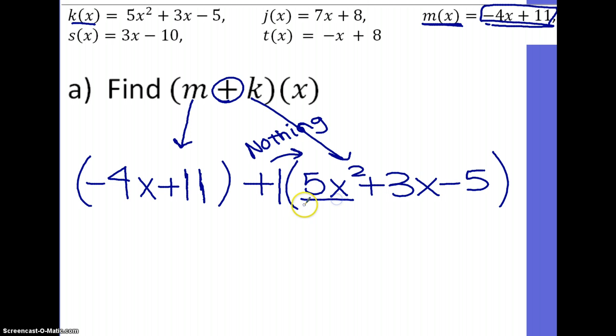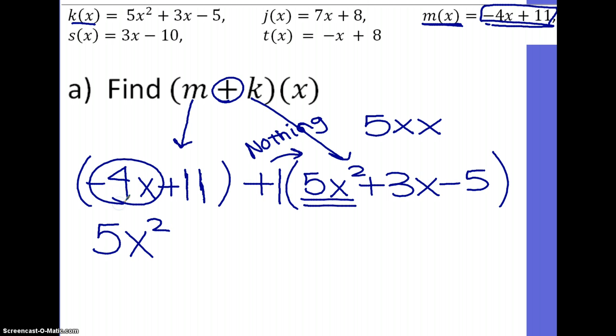So if we start with 5x squared, are there any like terms with 5x squared? 5x squared is the same as 5 times x times x. Notice there's two x's. So like terms with x squared have to have two x's. And since there's no other x squareds, we're going to bring down 5x squared as is. There's no like terms, we bring it down.